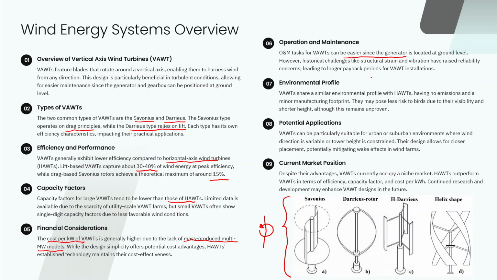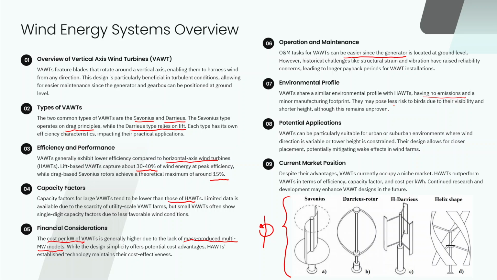The environmental profile of both the vertical axis and the horizontal axis is very similar, having almost no emissions. The only emissions associated are at the manufacturing of the blades and the other equipment, not at the operation. So you have to account for those as well. You can't say this is zero emission, because there are certain emissions during the manufacturing process, and that also has to be incorporated if you are doing a very thorough analysis.